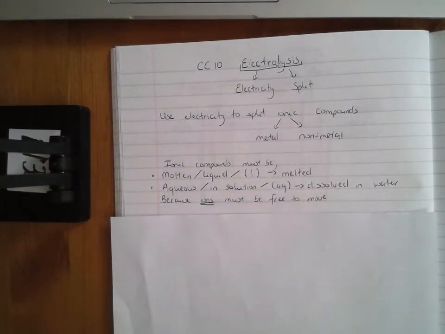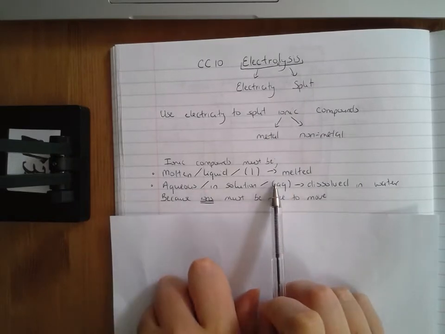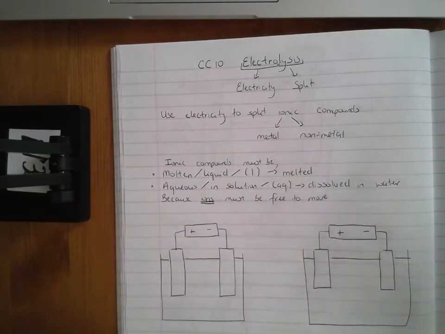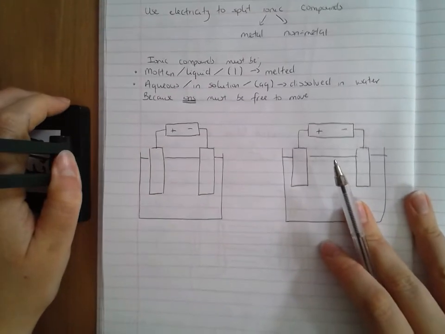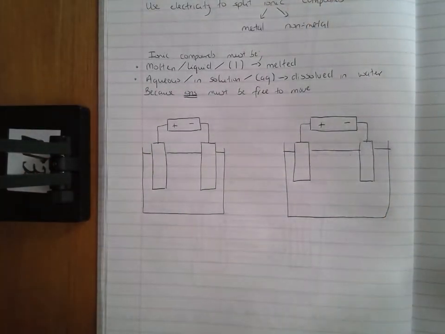Remember, in your diagrams, for your particle diagrams, as a solid, the particles can only vibrate, but as a liquid, the particles can move freely. The particles must be able to move freely. The ions must be free to move in order to conduct electricity. Okay, and once you've got your ionic compound in liquid form, you've either melted it or you've dissolved it in water, you can then use electrolysis to split it up.